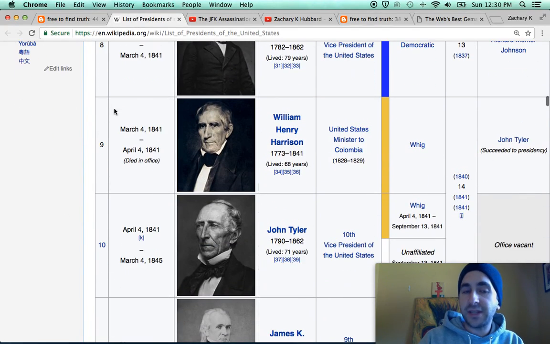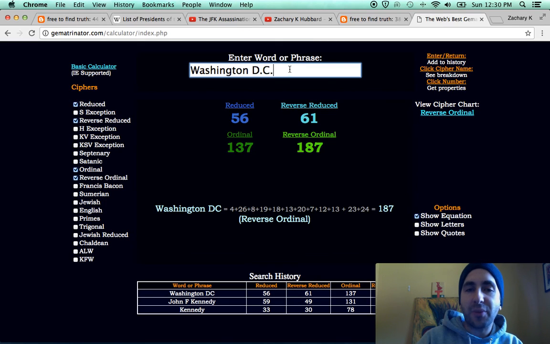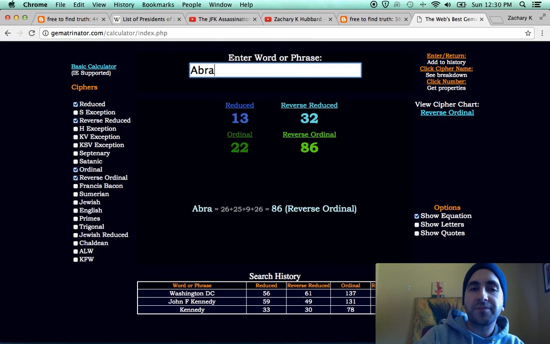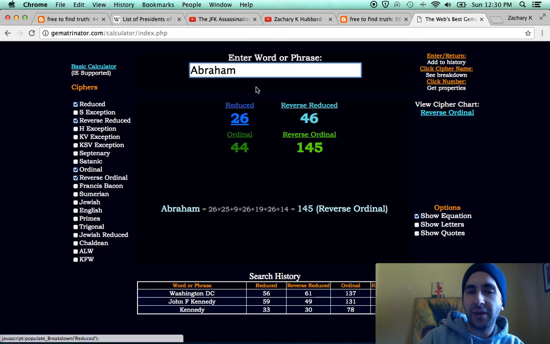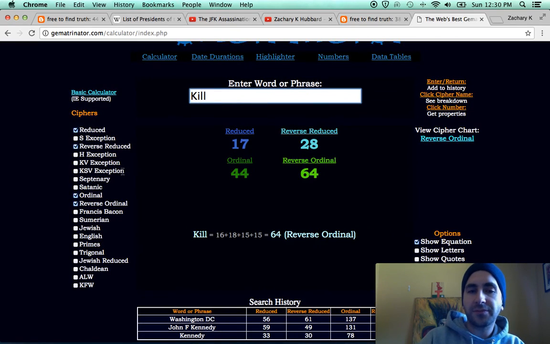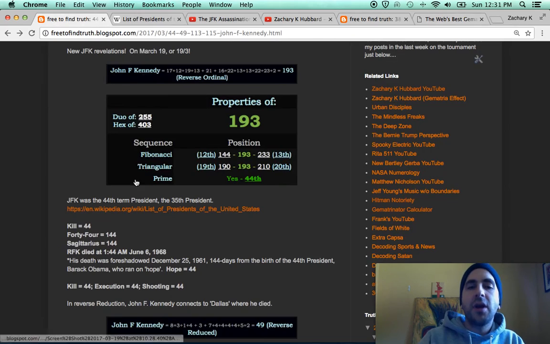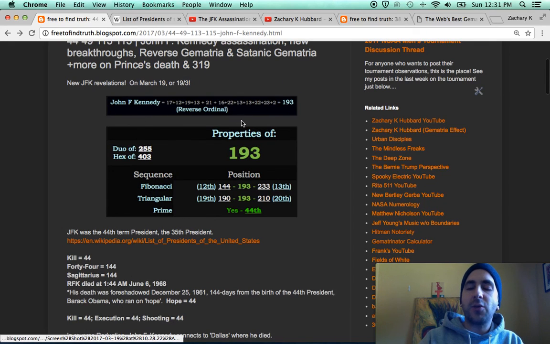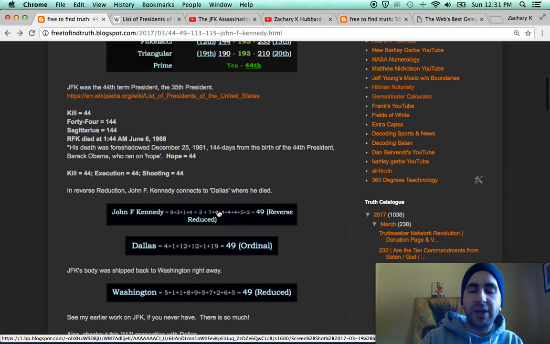The first president to die in office was William Henry Harrison, who died 1 month into his term on 4/4. The first president to be assassinated was Abraham, which is a name with 44 gematria, just like the word kill. 44. So anyway, John F. Kennedy equals 193, the 44th prime number. He was the 44th term president. This number connected to his death as well as his brother's in 1968 on June 6th, Robert Kennedy.